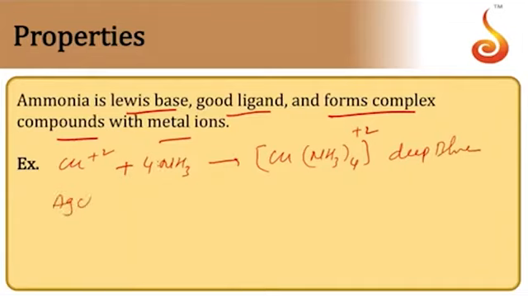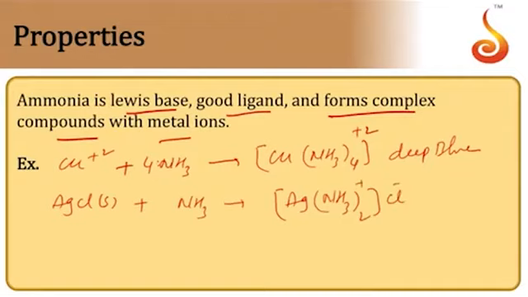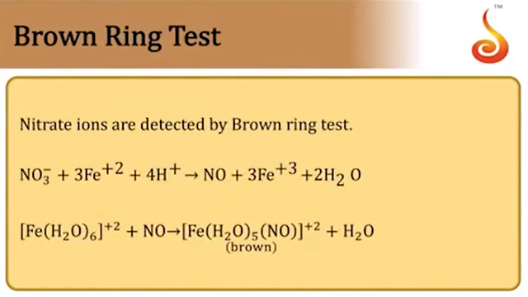Suppose you take a silver halide, a solid substance, with ammonia: the silver ion also forms a complex, [Ag(NH3)2]+ plus Cl minus. This is completely soluble. A soluble complex, silver diammine chloride, is formed here. In that way, ammonia forms complexes, a very good complexing agent. Then comes the brown ring test.